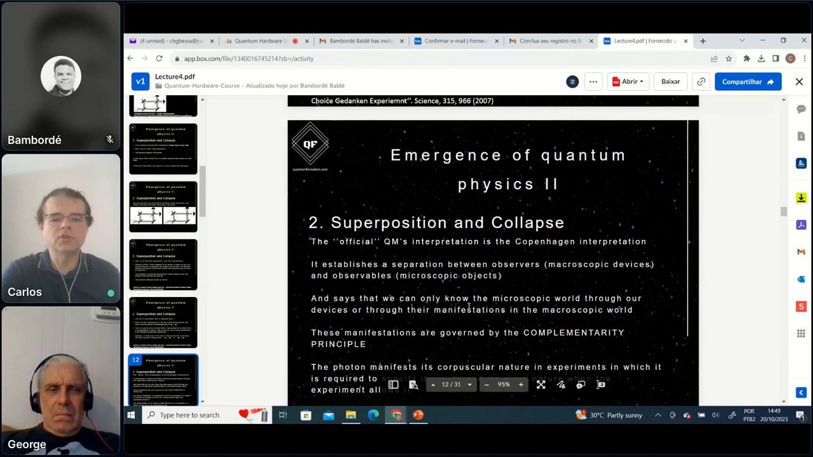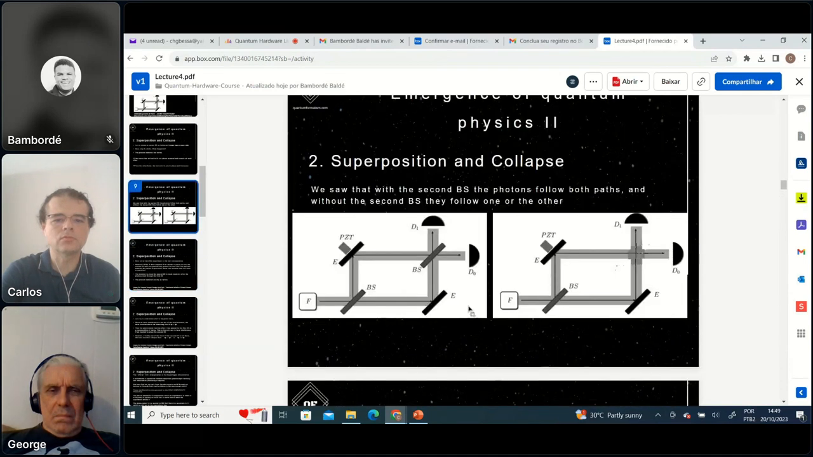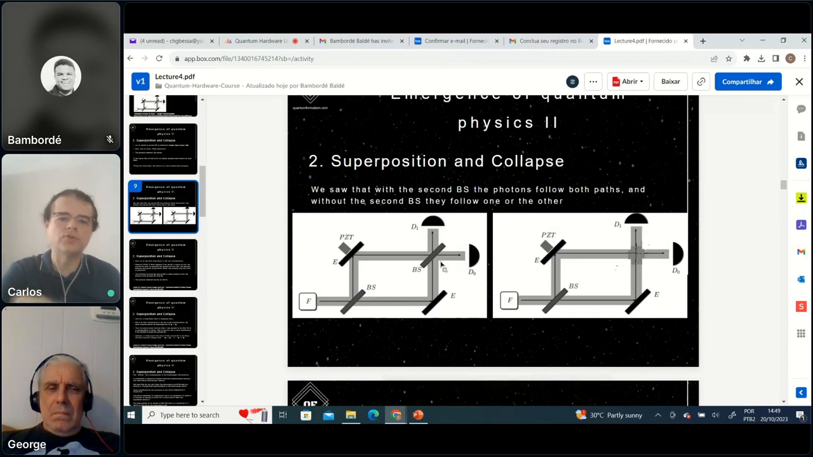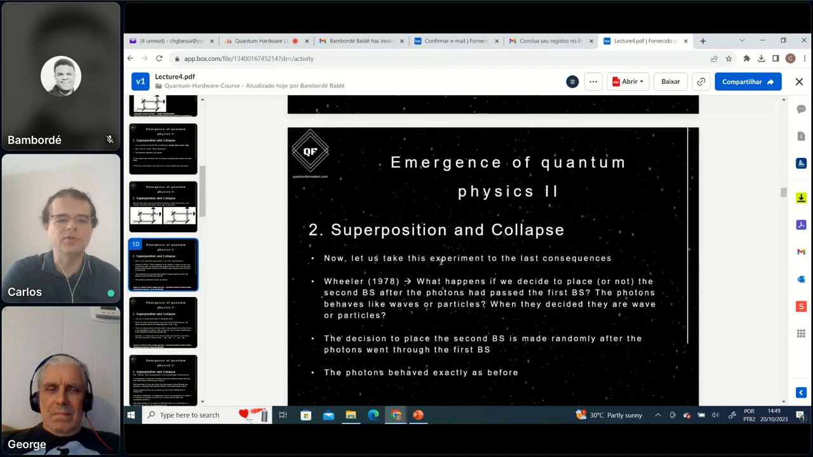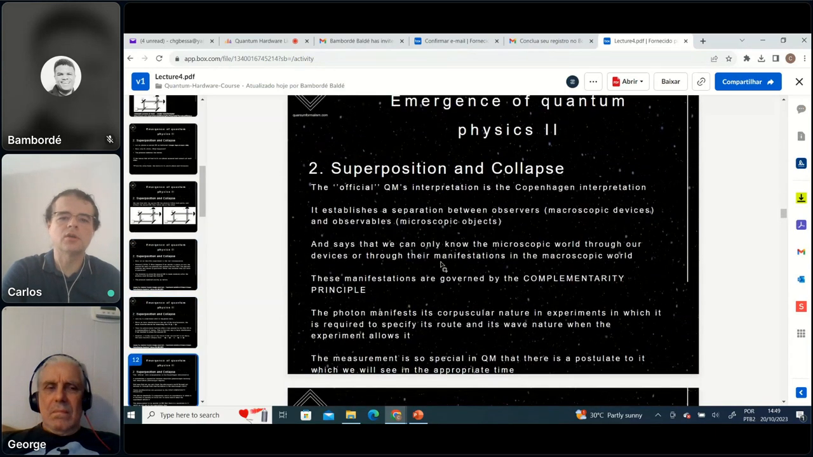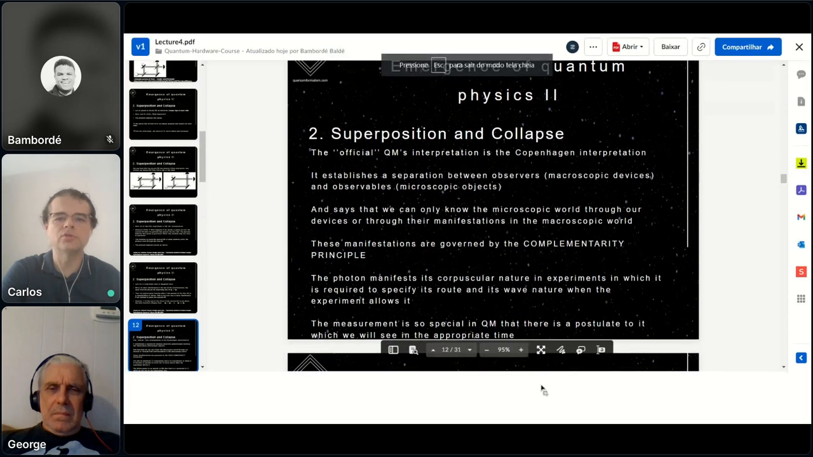The photon is in superposition when it passes the first beam splitter. It's PC up plus PC down, and so it behaves like a wave. But if the second beam splitter is not there, the wave function collapses, and you have one or the other. That's the behavior. And this is what you call the official quantum mechanics interpretation, called the Copenhagen interpretation.